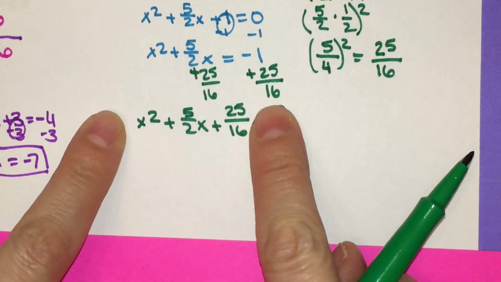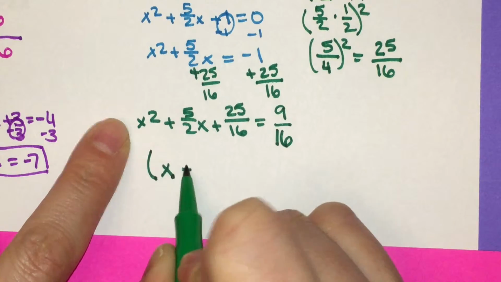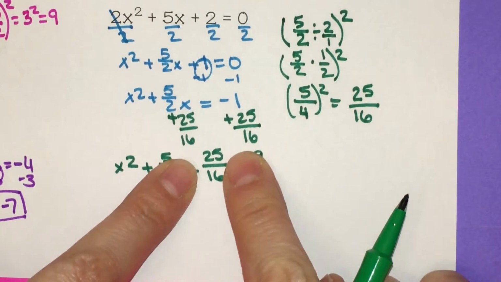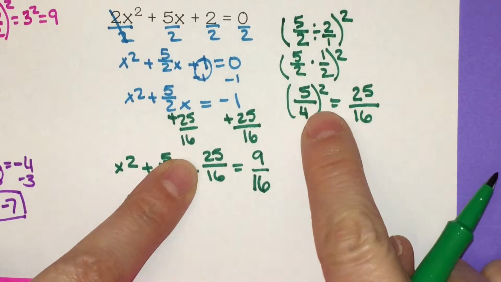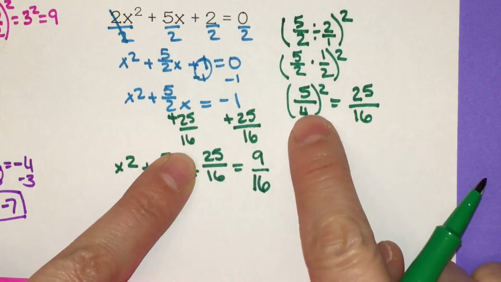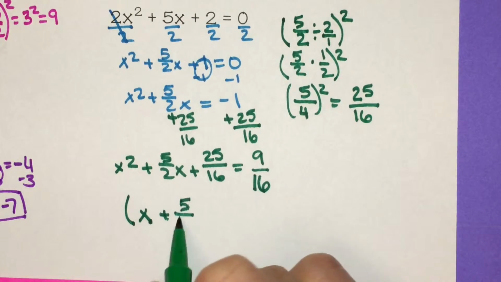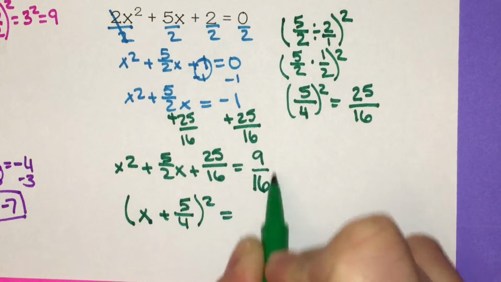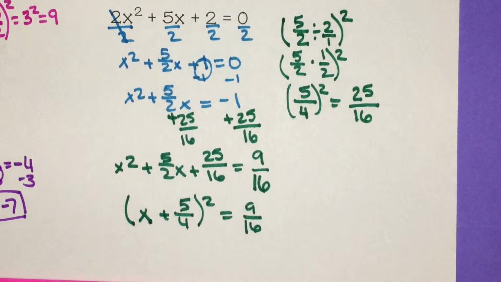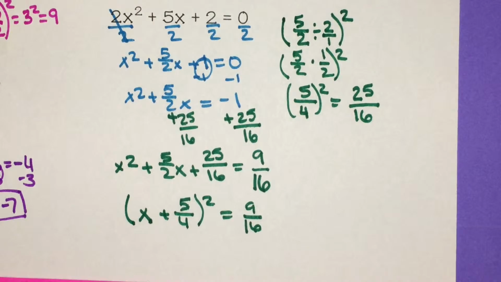my left side is a perfect square. Square root of x squared is x plus square root of 25/16. Well, when I squared 5/4, I got 25/16. So taking the square root of 25/16, well, I know it's just going to be 5/4. So I have (x plus 5/4) squared is equal to 9/16. I haven't done anything to the right side yet after I added my 25/16.